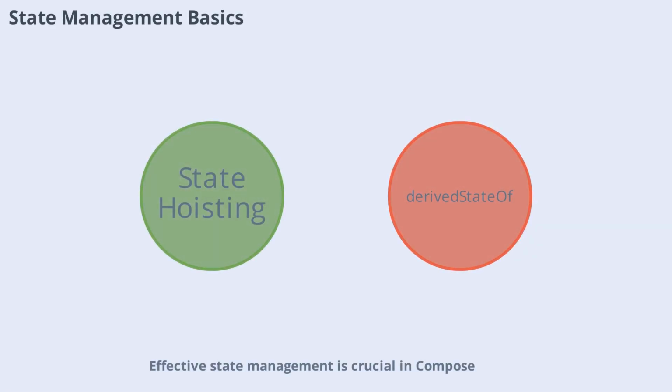Effective state management is crucial in Compose. Senior developers avoid spaghetti state by keeping state localized and predictable. They use state hoisting, remember, and derivedStateOf to manage UI state efficiently. This ensures that only the necessary parts of the UI update when state changes, keeping the app fast and maintainable.